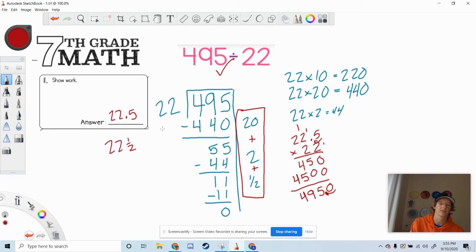Our answer is 22.5. It's a pretty neat way to do division. It's kind of like using repeated subtraction, where we just subtract 22 over and over again, but we take a little shortcut because we do know that if I take away 440 out of here, well, I just took out 20 22s, and then it left me with 55, and I took out 2 more, which was 44. And then I had remaining just 1 little half of a 22. So there's my answer. There's my quotient, 22.5.